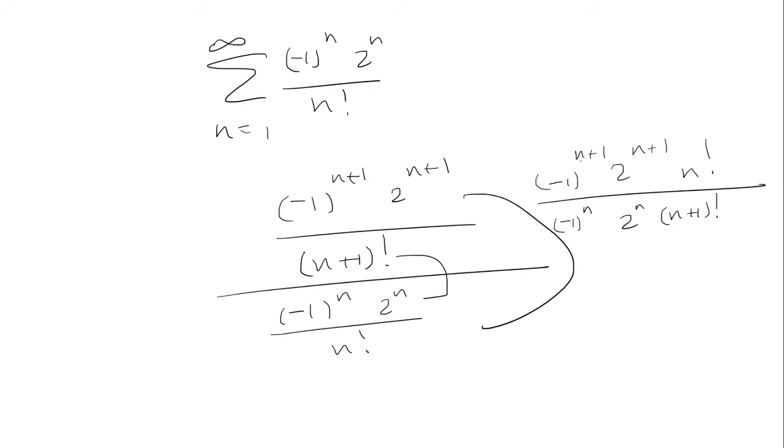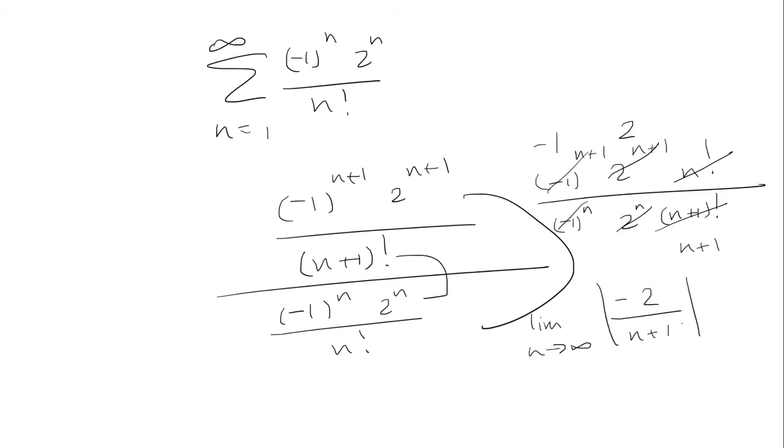So the -1 to the n plus first will cancel, and we'll be left with a -1. 2 to the n plus 1 and 2 to the n will have a factor of 2. And then n factorial over n plus 1 factorial will just have n plus 1 left over. So now it's -1 times 2, which is -2 over n plus 1. And so we're going to be taking the limit of this, and we're looking at the absolute value, which clearly is 0. And it doesn't matter if you take the absolute value or not, it's still going to be 0. Okay, so now because this is less than 1, this is going to converge by the ratio test.